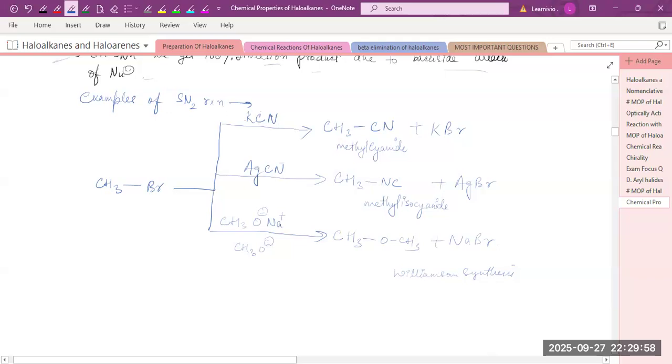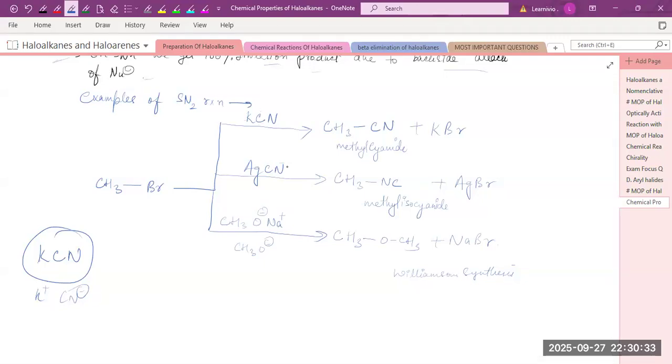When methyl bromide is first treated with KCN, potassium cyanide, which is very ionic type, it will break as K plus and CN minus. Just remember that we will discuss this in detail when we do the ambident nucleophile. We will see various reactions and why the attack will be from the carbon side or the nitrogen side. We will understand each and everything.